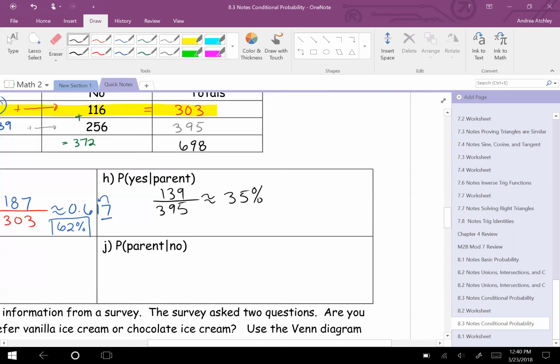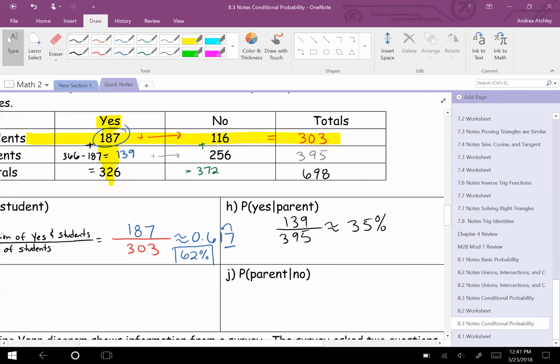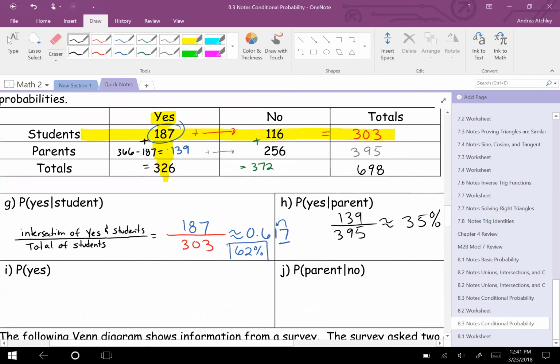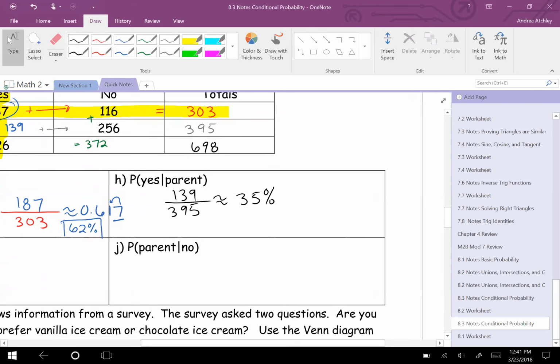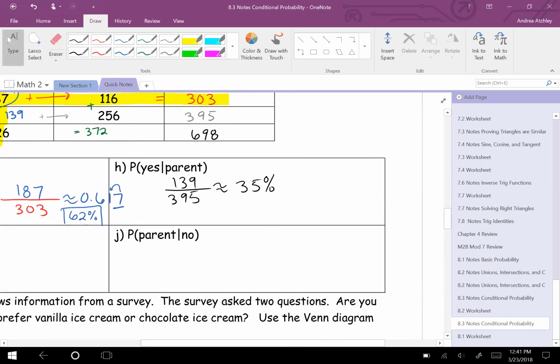Any questions over that? So you should have the total of parents on the bottom, and our total of parents were 395 over the intersection of yes and parents. The parents who said yes was 139. Any questions over that?